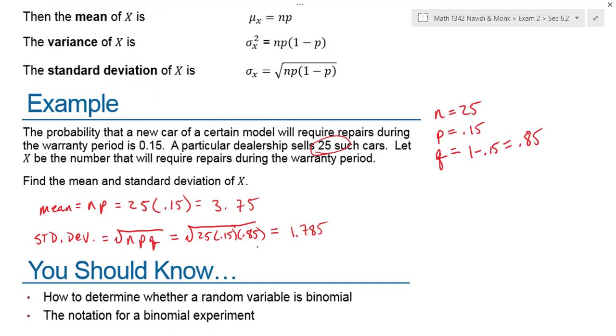Mean, variance, and standard deviation are just formulas that depend on the values of n, p, and q. Put that on your formula sheet.